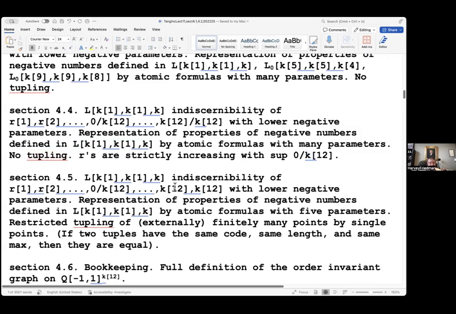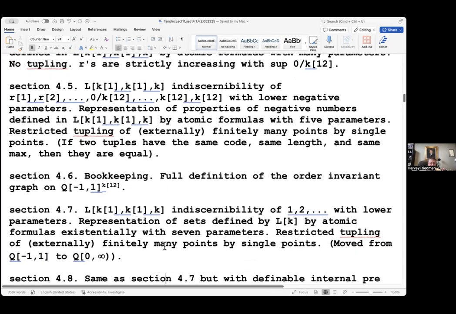We have indiscernibility, again, the same indiscernibility. Now the representation is not with many parameters, but with 5 parameters only, and we have some serious tupling. Now we never had tupling before. Tupling of externally finitely many points by single points. If 2 tuples have the same code, same length, and the same max, they're equal. Then we have bookkeeping. We have finally the definition of the graph.